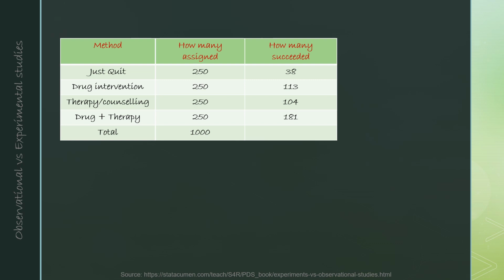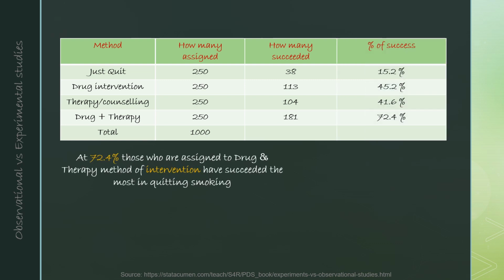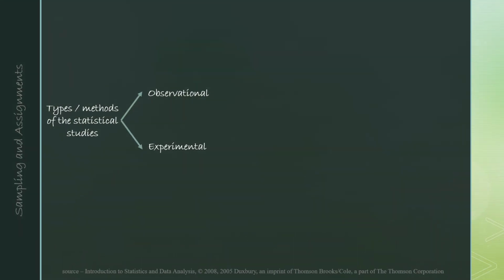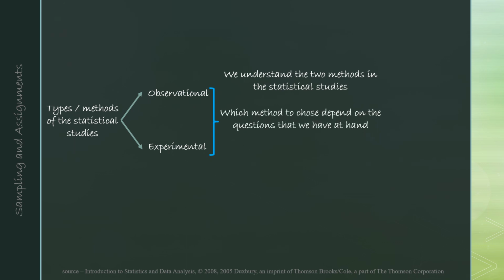Tabulating the data thus far in the experimental study and calculating the percentage of success for each of the methods, we have, at 72.4%, those who are assigned to drug and therapy methods of intervention have succeeded the most in quitting smoking. And this can be a more reliable conclusion since the effects of the confounding factors are addressed effectively in the experimental study. So far in this video, we understand the two methods in statistical studies. Which method to choose depends on the questions that we have at hand, and how to mitigate the confounding factors depends on the method chosen.